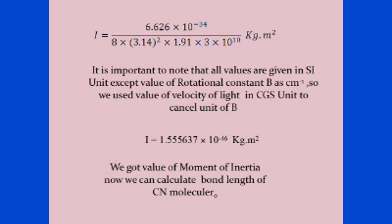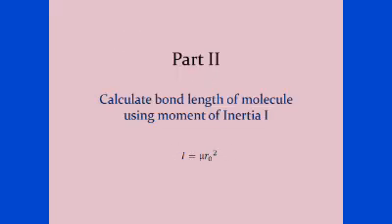So after calculating this, we get I equal to 1.555637 into 10 to the power minus 46 kilogram meter square. Thus we found the moment of inertia. Now, by using the value of moment of inertia, we can find the value of bond distance R0. So let us go for step 2. In part 2, we'll calculate the bond length of the molecule using the moment of inertia.